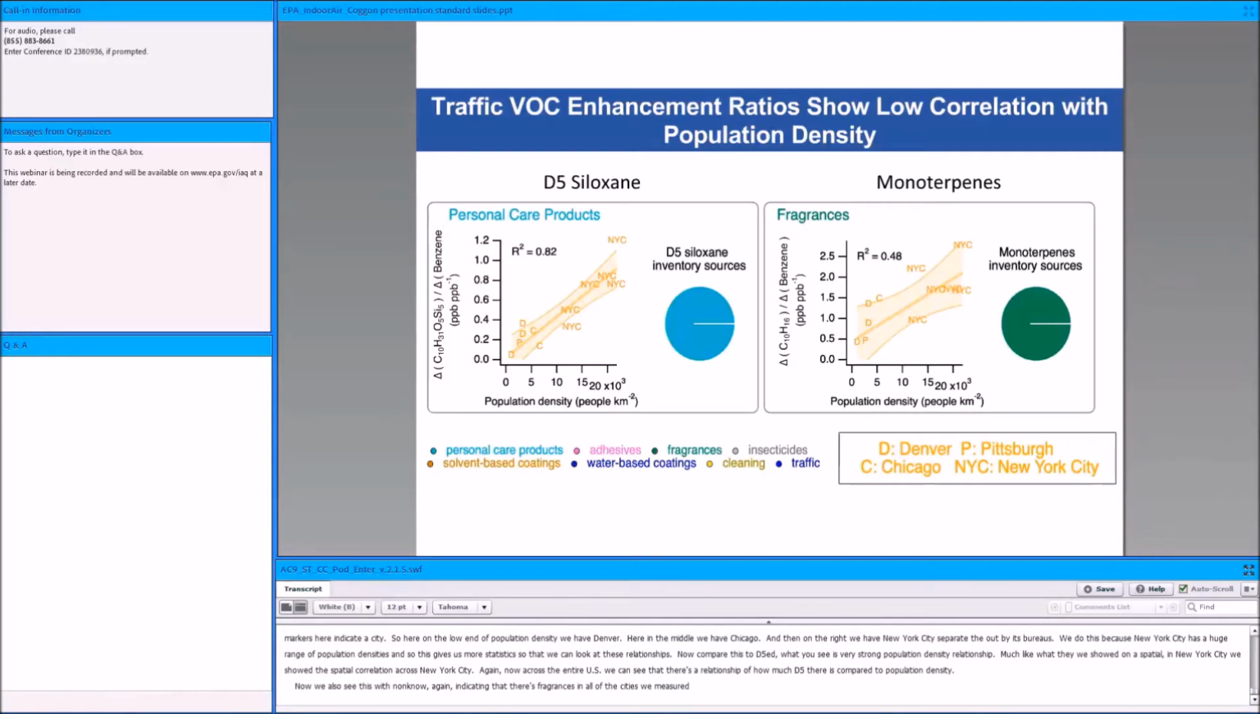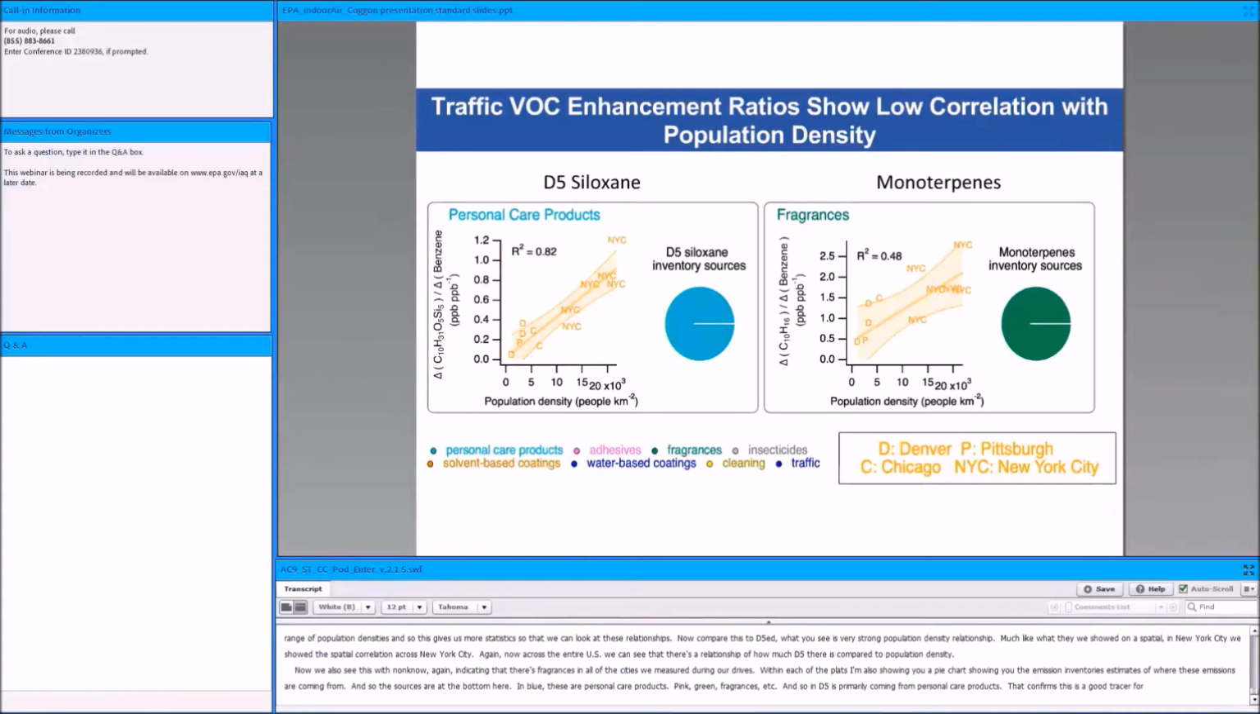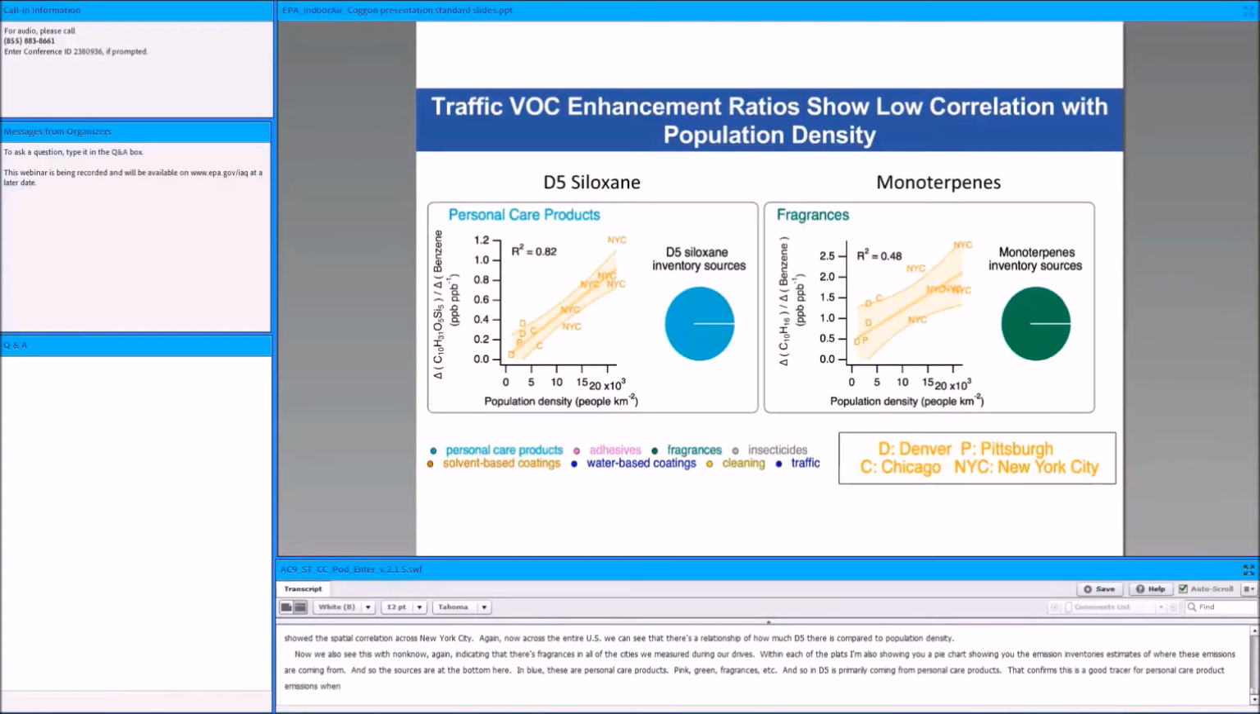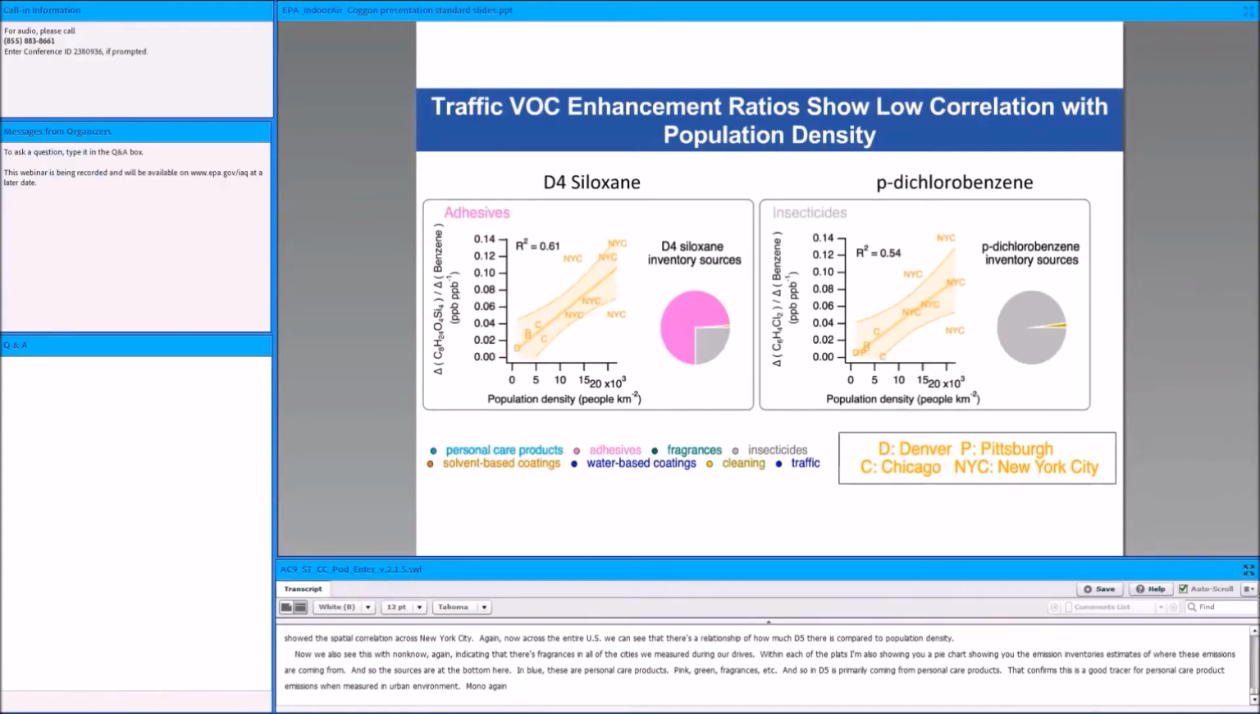Within each of these plots, I'm also showing you a pie chart showing the emission inventories, estimates of where these emissions are coming from. So the sources are at the bottom here. In blue, these are personal care products. If you see pink, that's adhesives, greens, fragrances, etc. D5-siloxane is primarily coming from personal care products. That confirms that this is a good tracer for personal care product emissions when measured in an urban environment. Monoterpenes, again, are mostly coming from fragrances in these emission inventories.